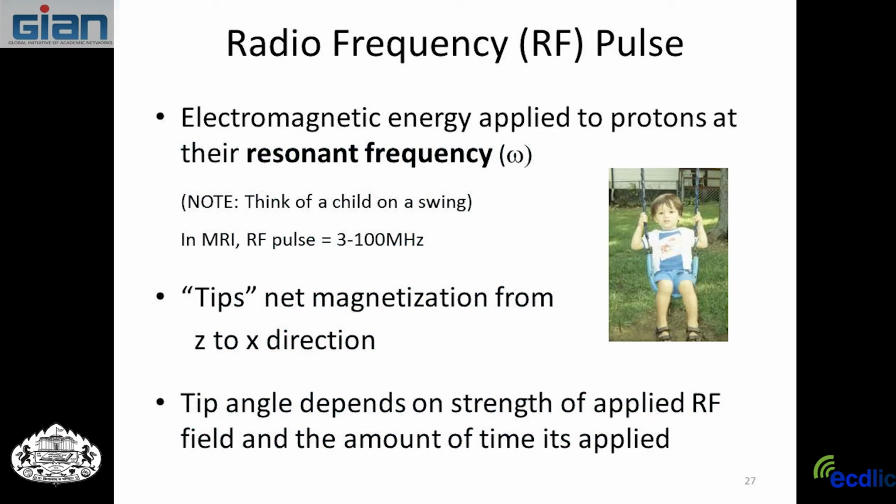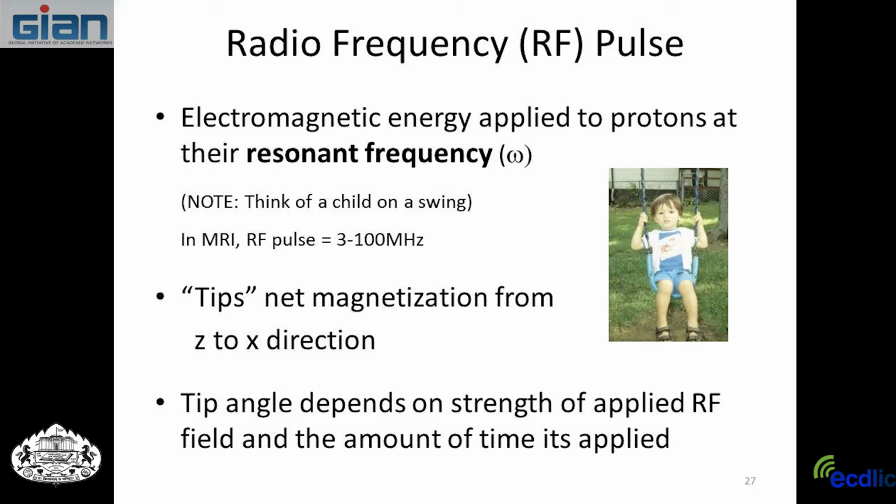Okay, so the radio frequency pulse is going to be applied to the protons at their resonant frequency. Remember, I told you the resonant frequency depends on the gyromagnetic ratio times the strength of the field. So this is their natural frequency at which they're spinning, and we're going to apply the RF pulse at this frequency. You can also think of resonant frequency if you think of a child on a swing, okay? They're swinging back and forth, and the frequency they're swinging at, we'll call that their resonant frequency.